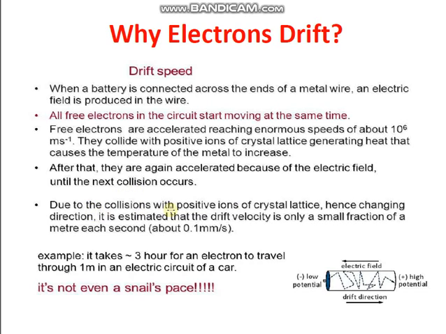Due to the collisions with positive ions of the crystal lattice, the direction keeps changing. It is estimated that the drift velocity is only a small fraction of a meter each second, about 0.1 millimeter per second. This is the reason why there is no smooth motion of electrons even after applying an electric field.